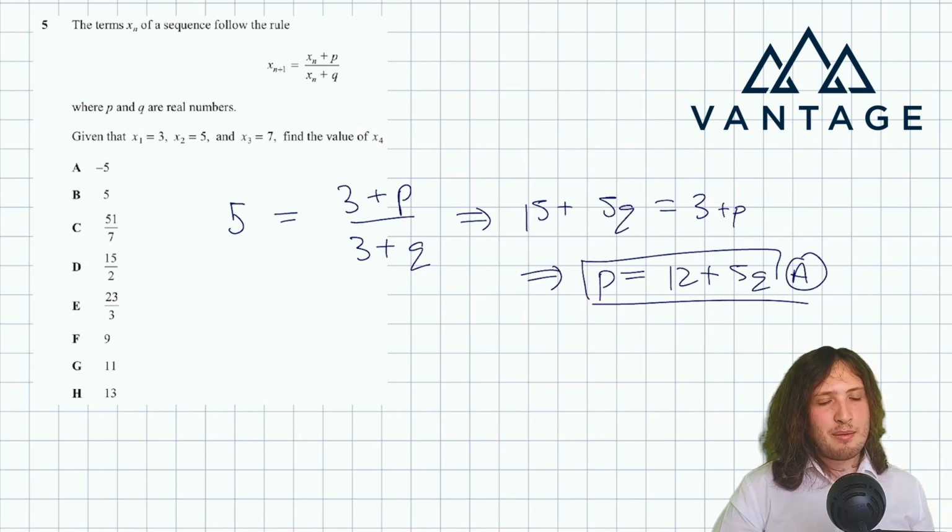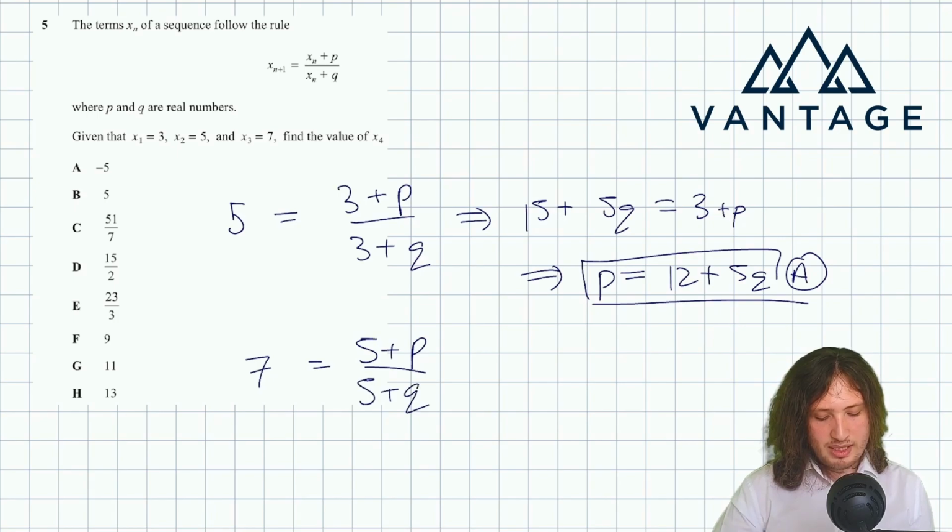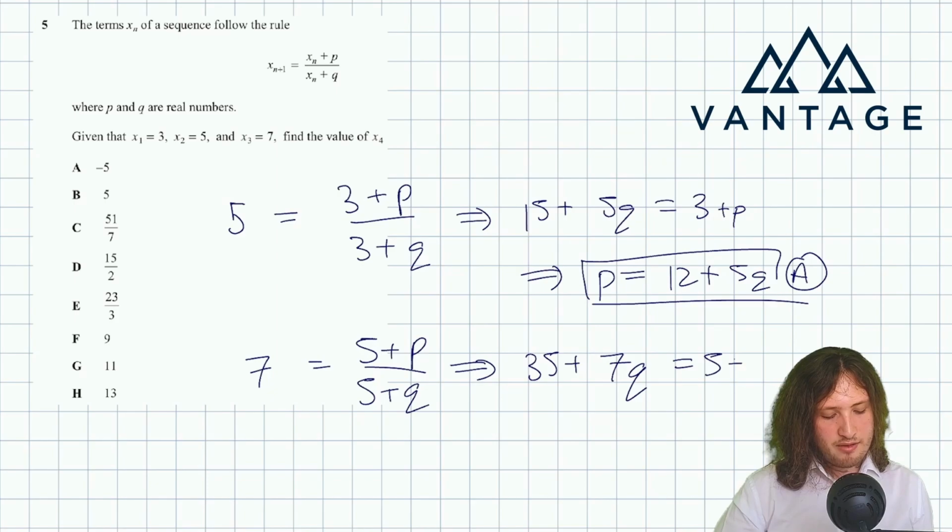Playing exactly the same game with x3. So we know x3 is 7, but by plugging x2 in there, we know that's what we've got to get. So x2 is 5, so that means 5 plus p over 5 plus q has got to be 7. That tells me, multiplying through, that 35 plus 7q is equal to 5 plus p. We might as well again make p the subject as it appears with a coefficient of 1. So then I get that 30 plus 7q is p. Let's give that a name. We'll call it b.